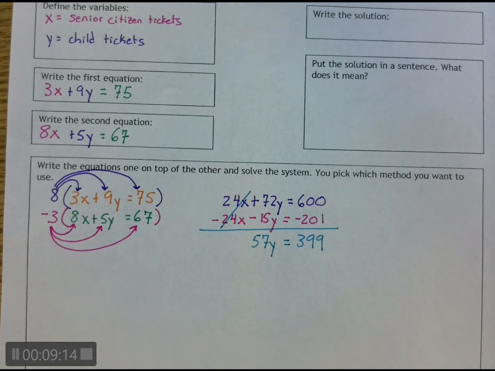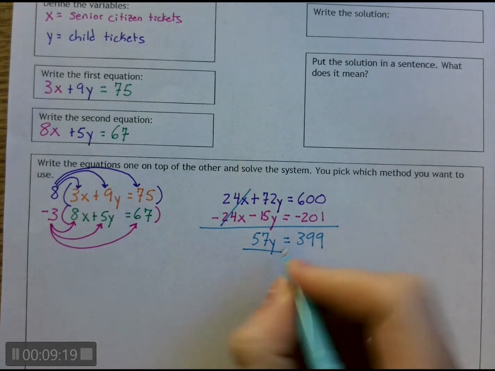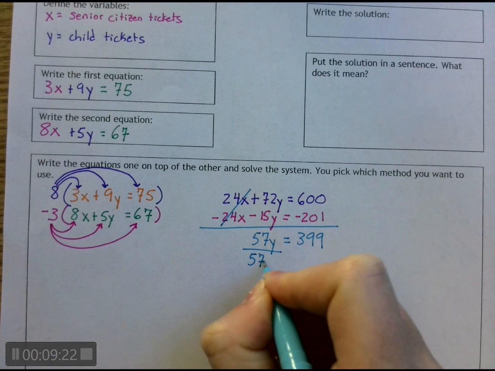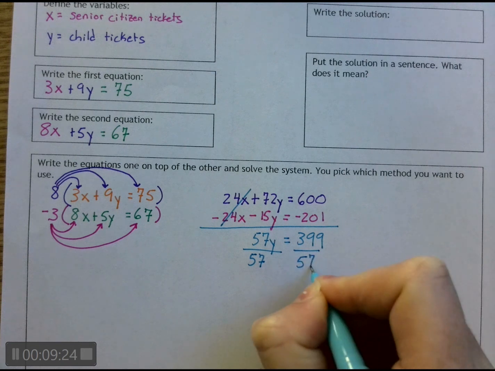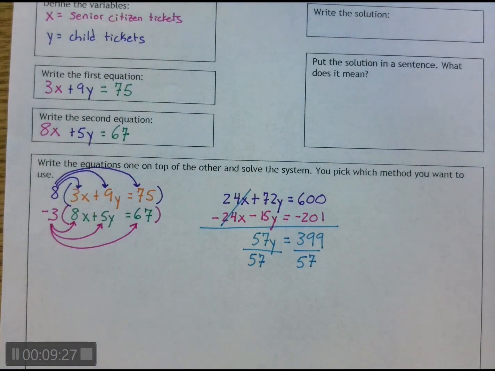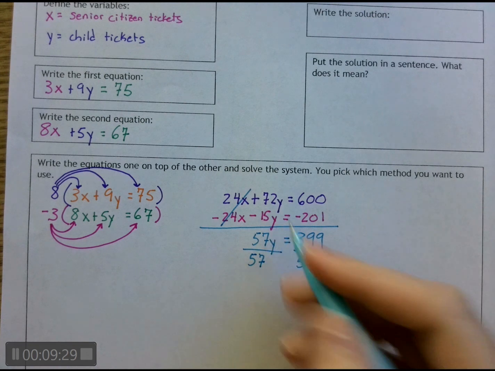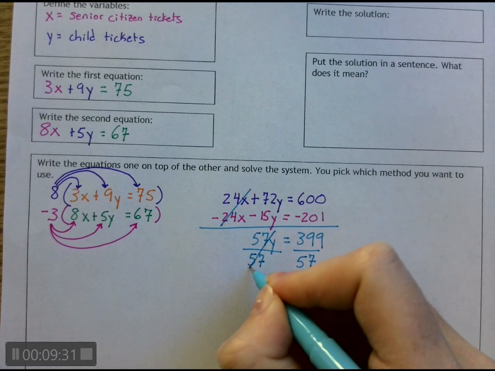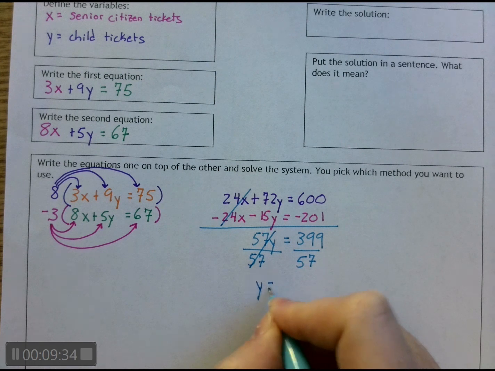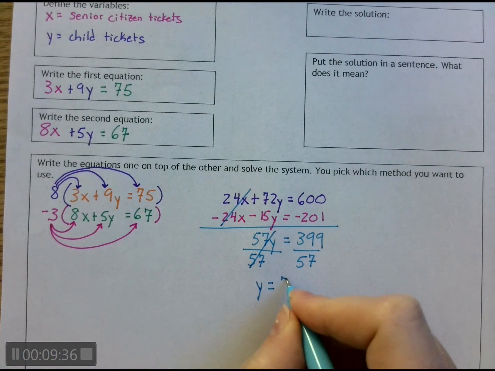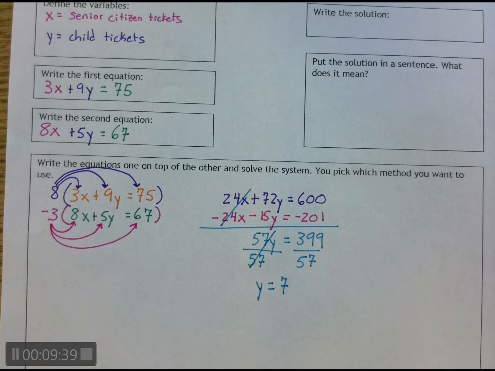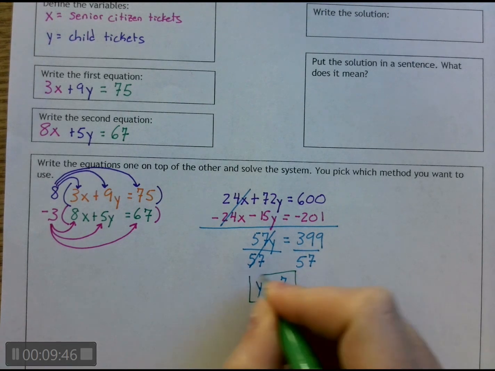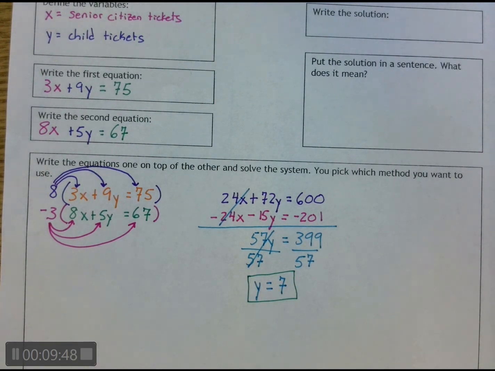And then we're going to divide by 57. I know this seems weird because we need to get y by itself, but we're going to do it because we trust our math skills. And so 57 divided by 57, so y is equal to 7. Awesome. So we have y equals 7. So we're going to box that.